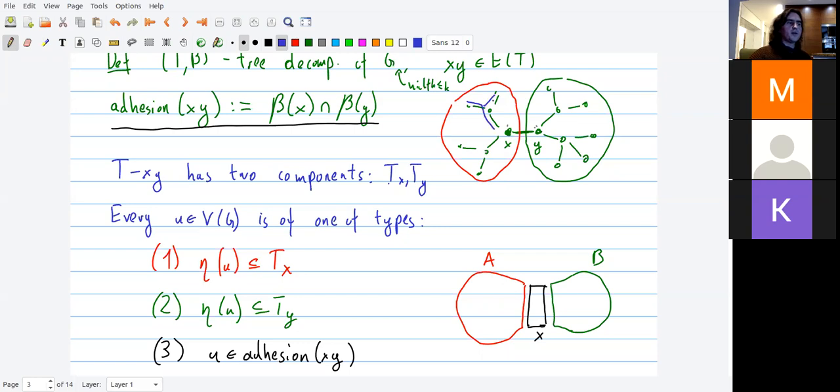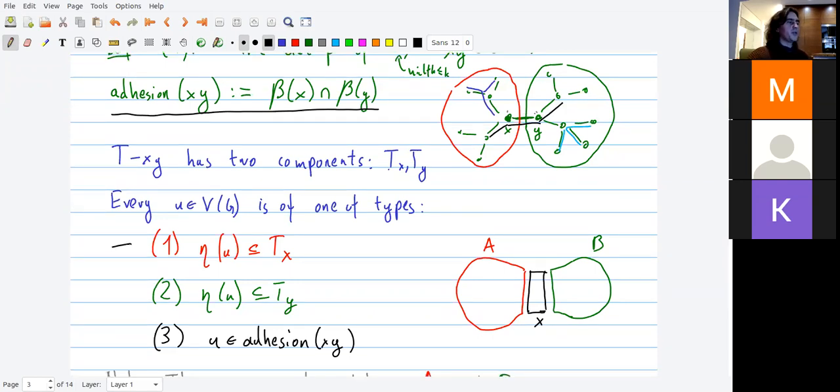So for instance, a vertex whose tree embedding looks like that entirely lives on the left side. A vertex whose tree embedding looks like that entirely lives on the other side. However, there can also be vertices that live both on the left and on the right, and they need to be in this adhesion, right? Because in order to cross this edge, I need to be both in the bag of X and in the bag of Y. So I can classify all the vertices into those three types: those that are on the left, those that are on the right, and those that are in the adhesion.